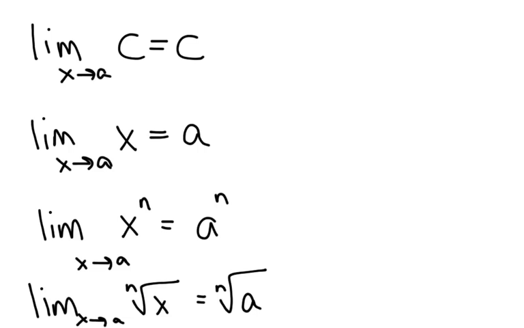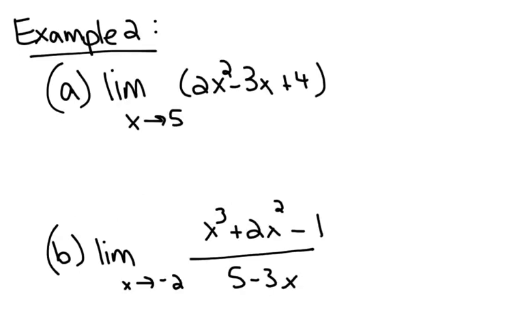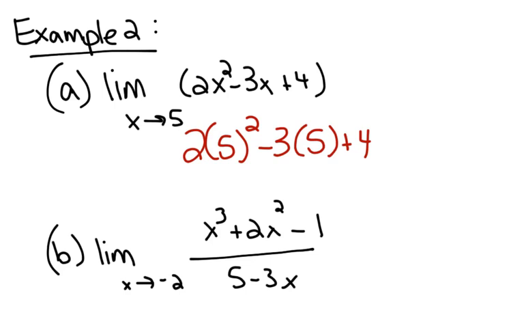The easiest way to do a lot of limits is to just plug the limit into the function and find the output. As long as the value that the limit is approaching does not make the function undefined, the easiest way to find a limit is to literally just plug that number into the function. It's just substitution. So because 5 will not make 2x squared minus 3x plus 4 undefined, I'm just going to plug 5 in for x. So 2 times 5 squared minus 3 times 5 plus 4 is going to be 39.